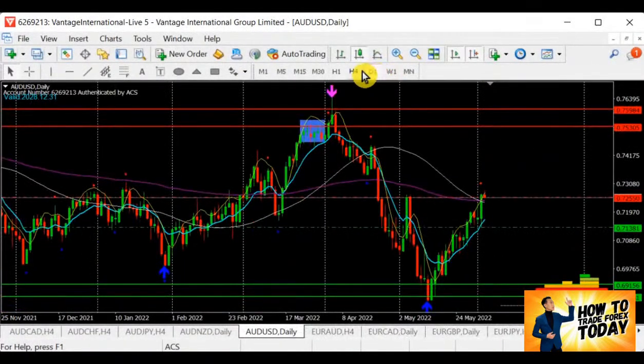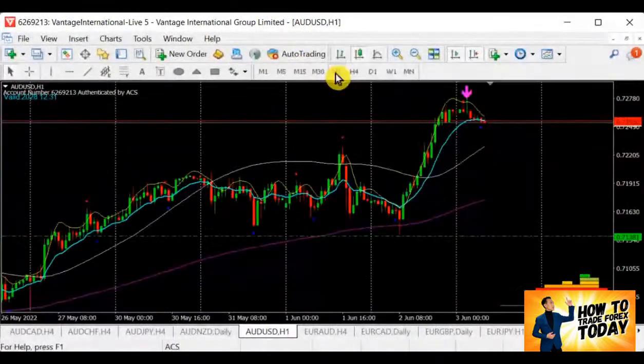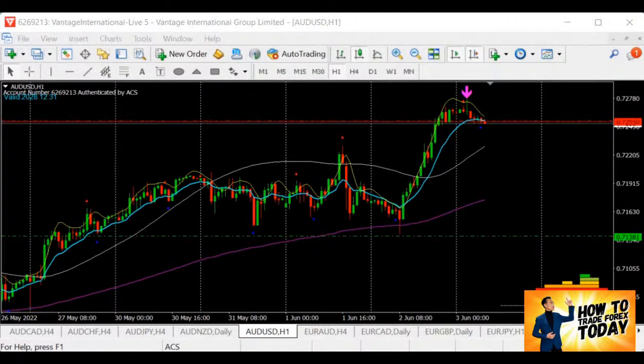Right now it looks good to me, or the second half of the day. Just pay attention to this. So I'm going to sell this, in the second half for Aussie dollar. All right.